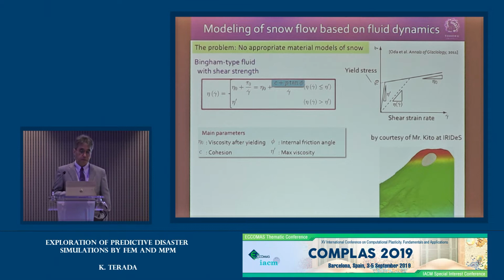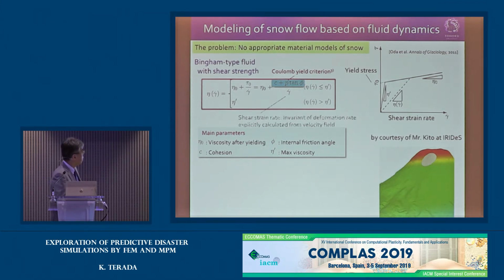For the strength evaluation of the snow, we introduce here the Coulomb yield criterion. Here, c is the cohesion, p is the pressure, and phi is the internal friction angle. And here, the strain rate is the invariant of the deformation rate that can be explicitly calculated from the velocity field. Here the material response is illustrated.